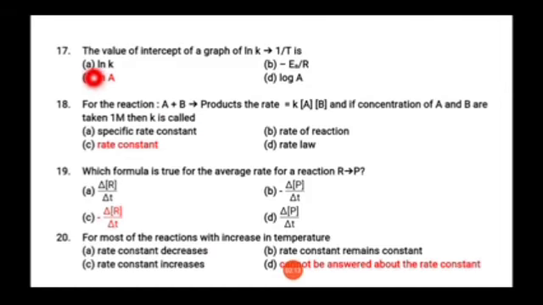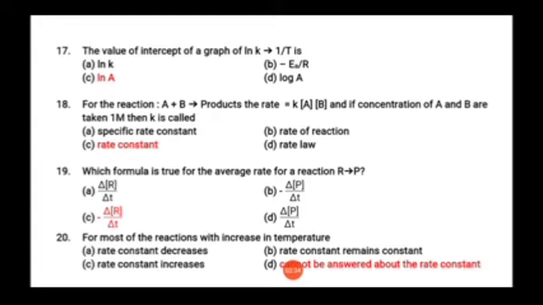The value of intercept of a graph of ln k versus 1 upon T is, options are: ln k, second option minus Ea upon R, third option ln A, and fourth option is log A.